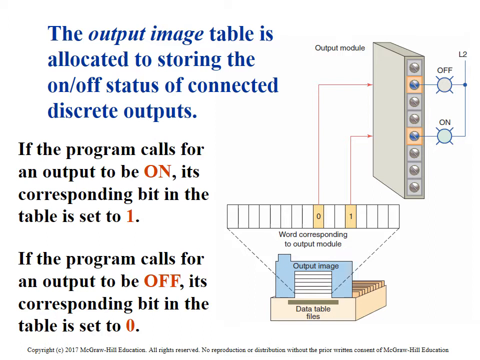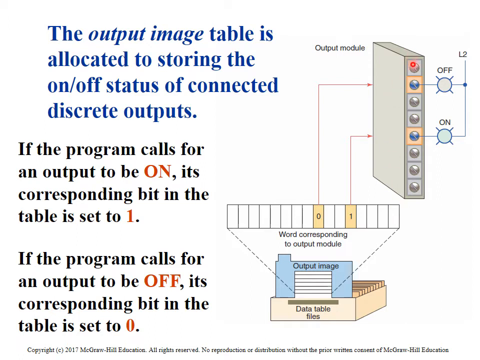Output image table, same principle. The only difference is that instead of a card writing to the PLC, the PLC is writing to a card. The PLC writes this data table, and this data table updates the information to the output card. So what we're looking at here is 0, 1, 2, 3, 4. We'll be looking at bit 4 on this one.